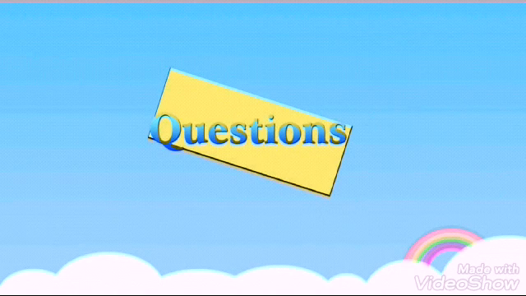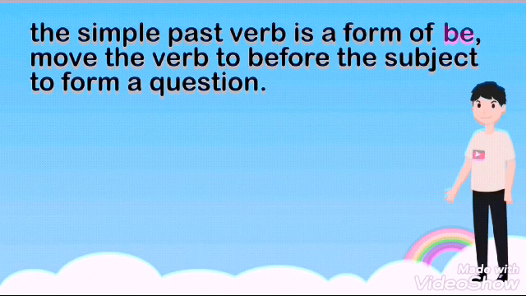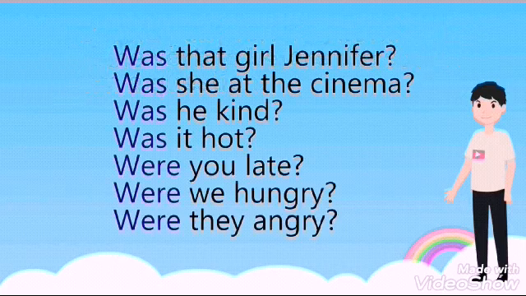What about the questions in the past simple? If the simple past verb is a form of be, move the verb to before the subject to form the question. For example, was that girl Jennifer? Was she at the cinema? Was he kind? Was it hot? Were you late? Were you hungry? Were they angry?